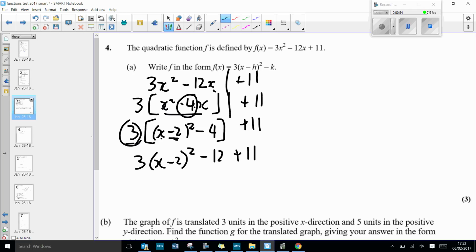So we've got 3(x minus 2) squared, and this is where obviously the plus 11 comes back in. So we've got negative 12 plus 11 is minus 1.